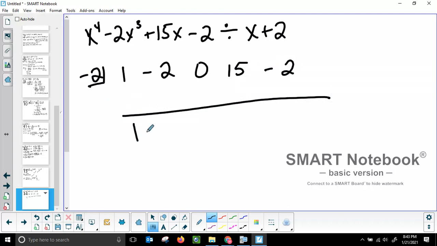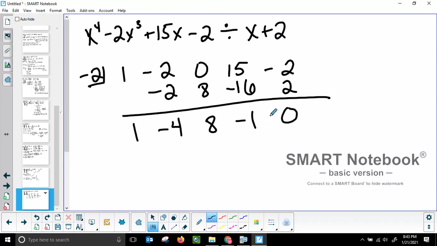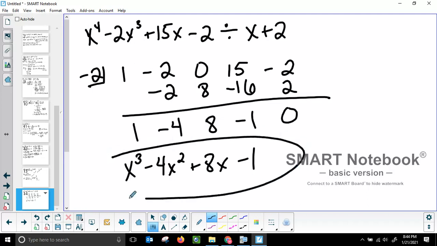Then we bring this down, we multiply, we add, we multiply, we add, we multiply, we add, we multiply, we add. Okay, so that worked out very nicely. There is no remainder, right? So our quotient would be x cubed minus 4x squared plus 8x minus 1. And there is no remainder, so we don't have to worry about that. All right. Next problem.